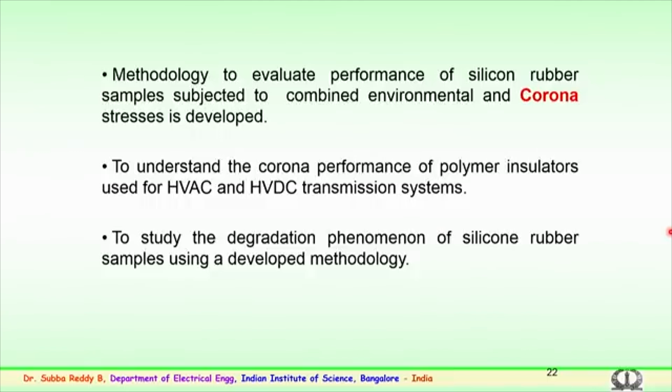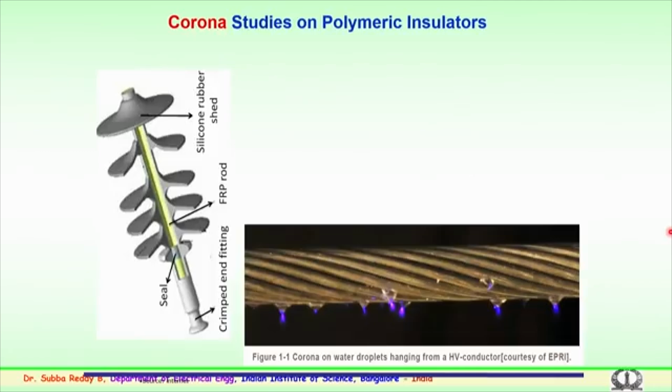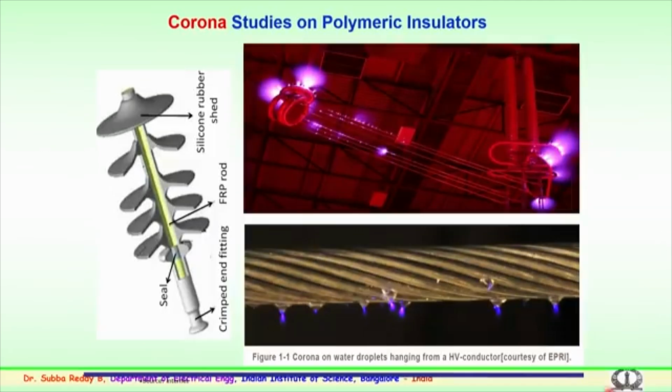To understand the corona phenomena on polymer insulators for both AC and DC transmission, a laboratory experimental facility has been developed, and experimentation has been conducted to study the degradation phenomena on silicon rubber using the developed methodology. Here you can see the importance of corona. Corona, as I mentioned earlier, is seen on the conductors if the surface is not smooth and the conductor is not designed as per the required voltage levels.